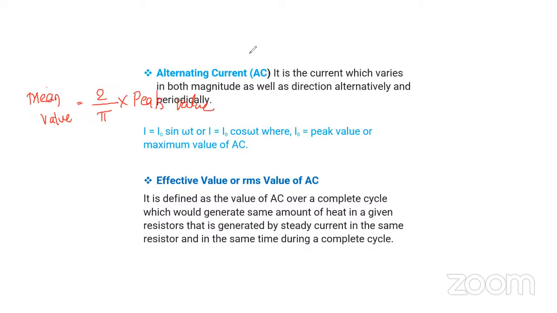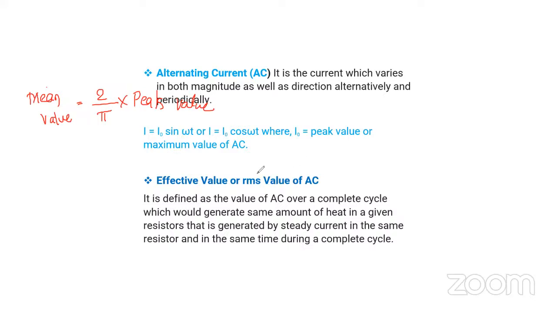This is the relation between the mean value and the peak value. The next one we have is the effective value or the RMS value of the AC. What is the effective value or the RMS value of AC? RMS means root mean square.